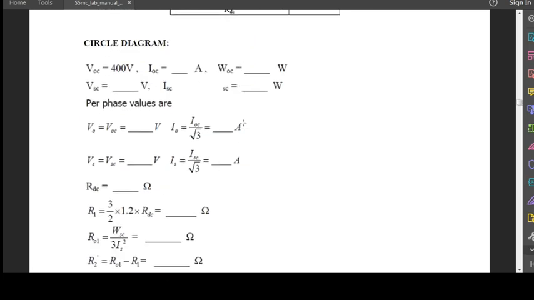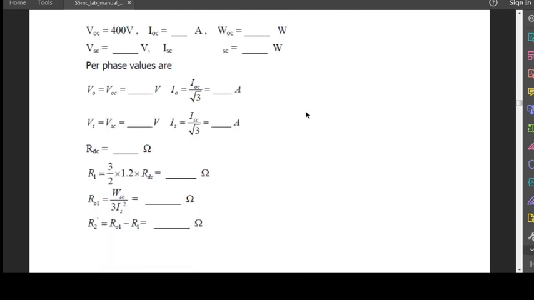So for the circle diagram, we have to calculate the VOC. That's 400 volt, IOC, WOC, VSC, ISC. Per phase value, VOC is equal to dash. That's what are the values we are getting. We have to substitute here. Then IOC, we can get the IOC divided by root 3. That's we can get each value.